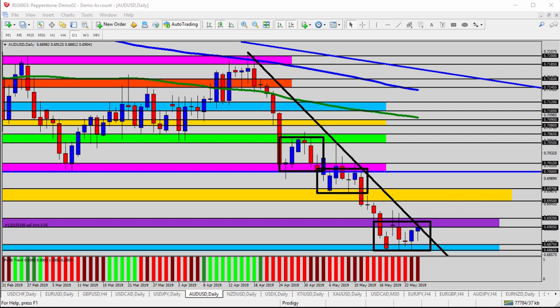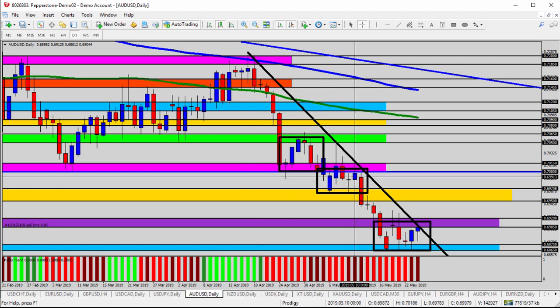Now as we look at it here on the daily time frame, it's not too hard to see this currency pair is in a downtrend. It's been in a downtrend for quite a while now. We're going all the way back. Top of the black trend line is April 17. So April 17 we started this free fall and been going down ever since.